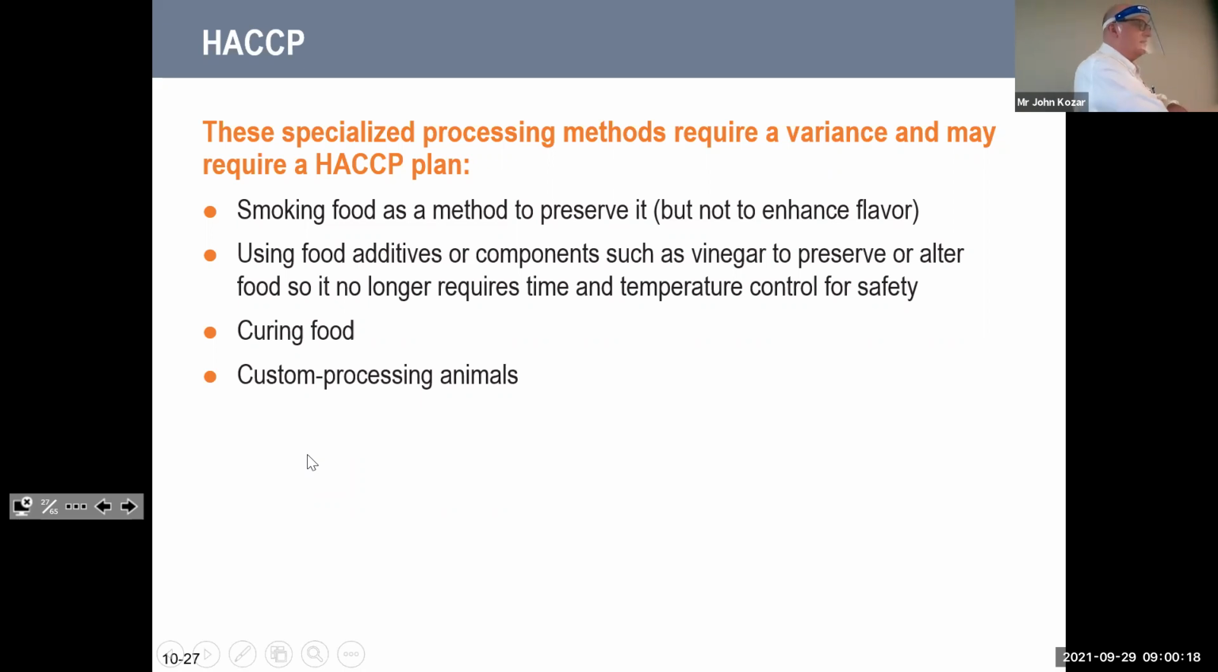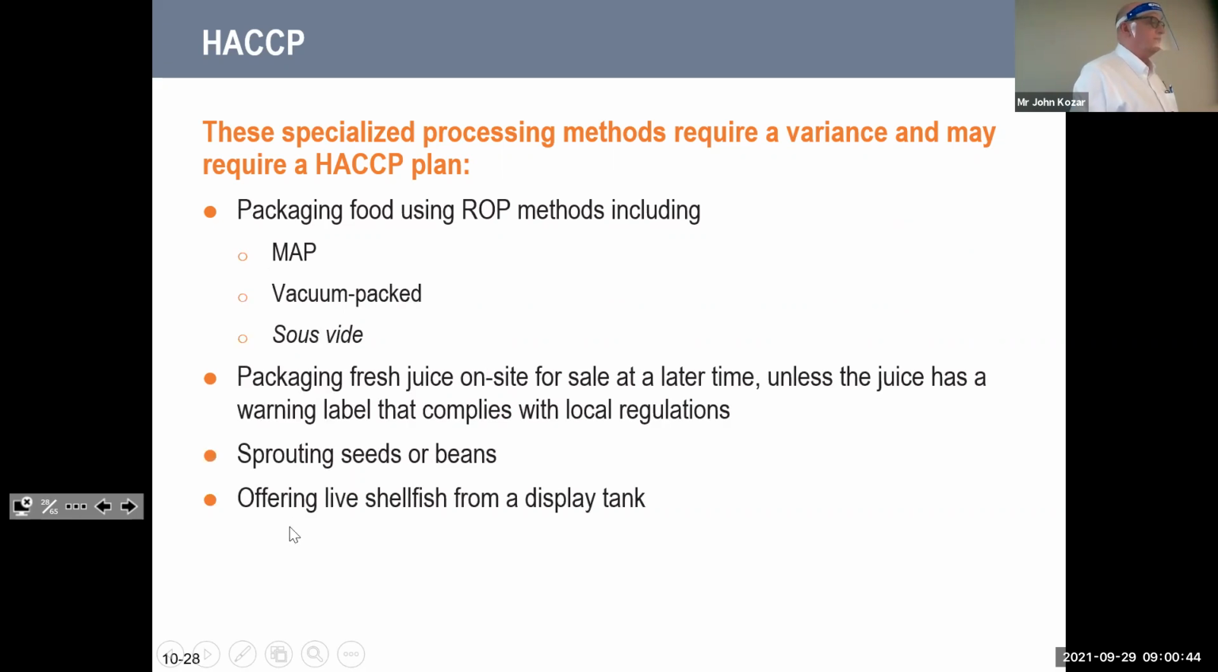If you're using food additives like vinegar, if you're pickling vegetables or boiled eggs, and you're going to put them into a sealed jar, you would need a HACCP plan. If you're curing foods or processing venison for personal use in your restaurant, you would need a HACCP plan. Any foods that use the reduced oxygen package method, so anything that you would be cryovacking, modified atmospheric packaging, vacuum packed, sous vide cooking.